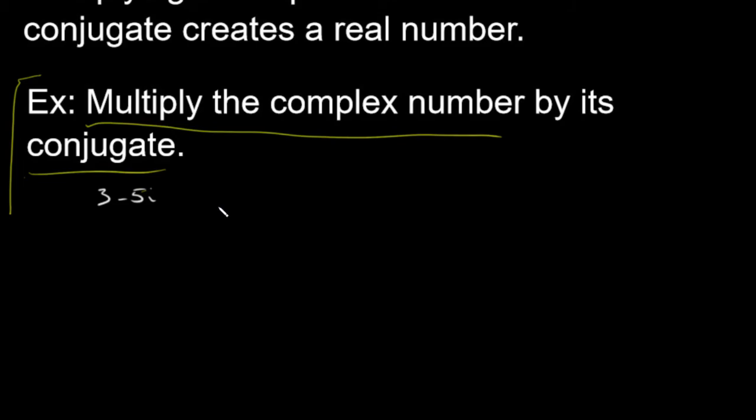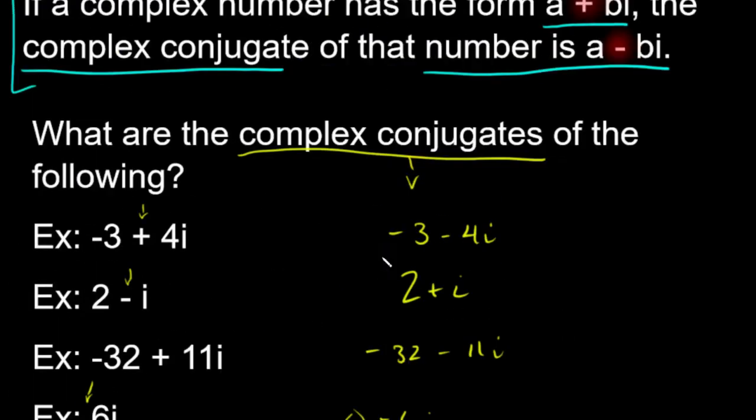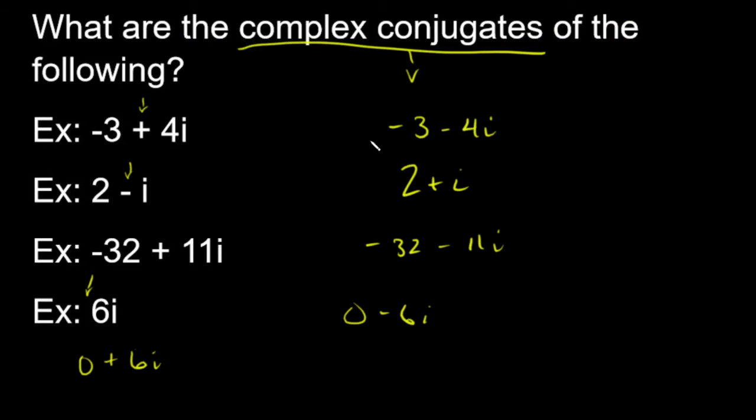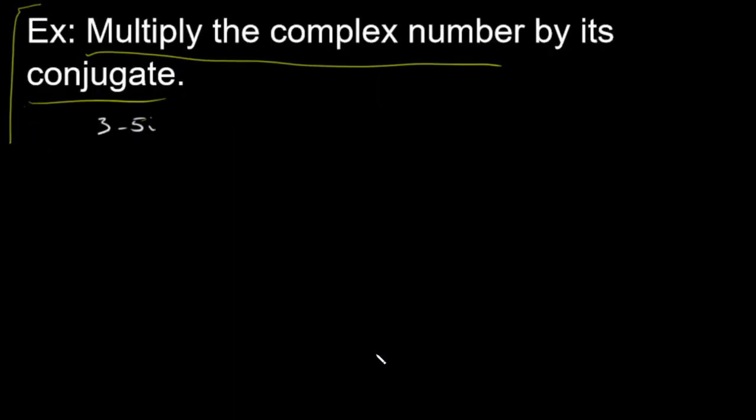What is its conjugate? Well, if you remember right back up here, you were probably pretty proficient at remembering what to do to make these conjugates. Well, let's do that same thing. So let's multiply this complex number by its conjugate. Its conjugate happens to be 3 plus 5i. So we're going to multiply these two things together.